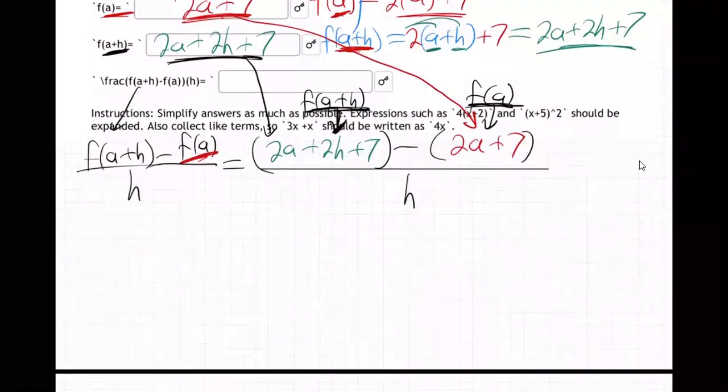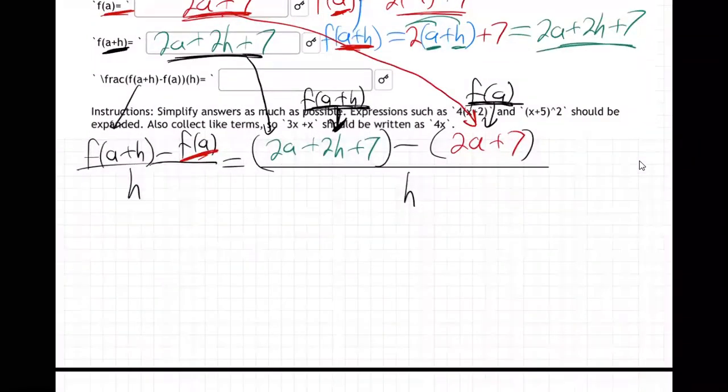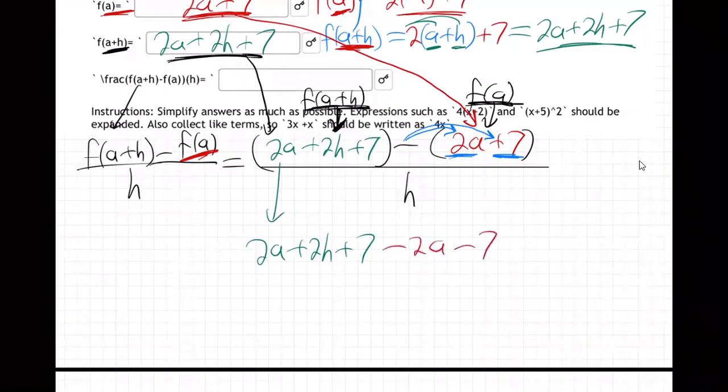Well, you know what happens with a minus sign in front of parentheses? This minus is going to go there and there. It's going to hit this guy and hit that guy, isn't it? So what are we going to get? Let's bring it down here. Just bring it straight down. So 2a plus 2h plus 7, and then minus 2a minus 7, all over h. How are we doing? This good so far?